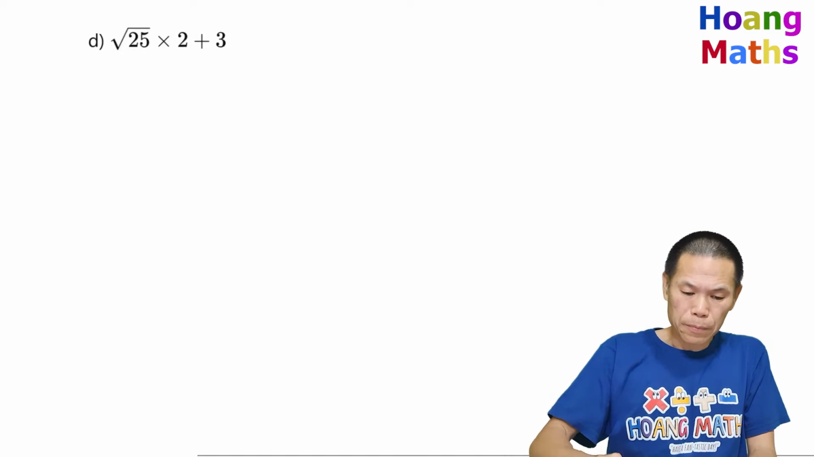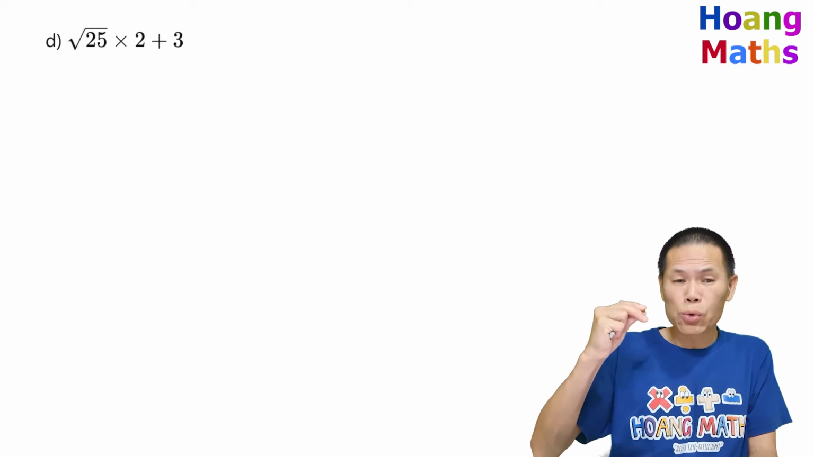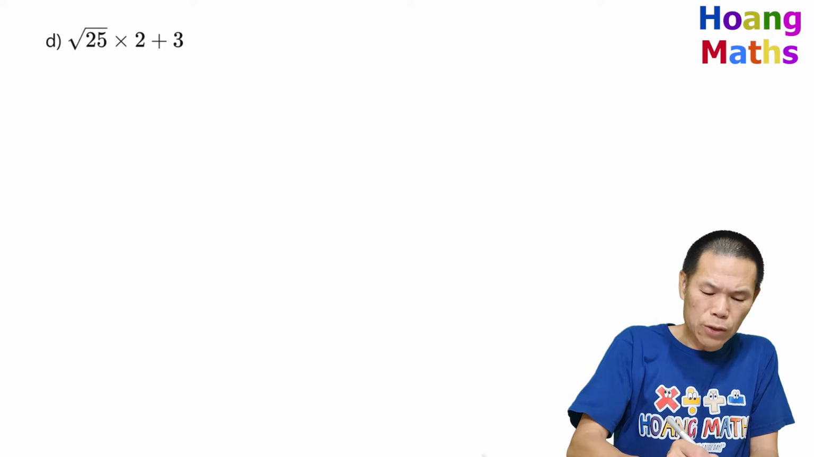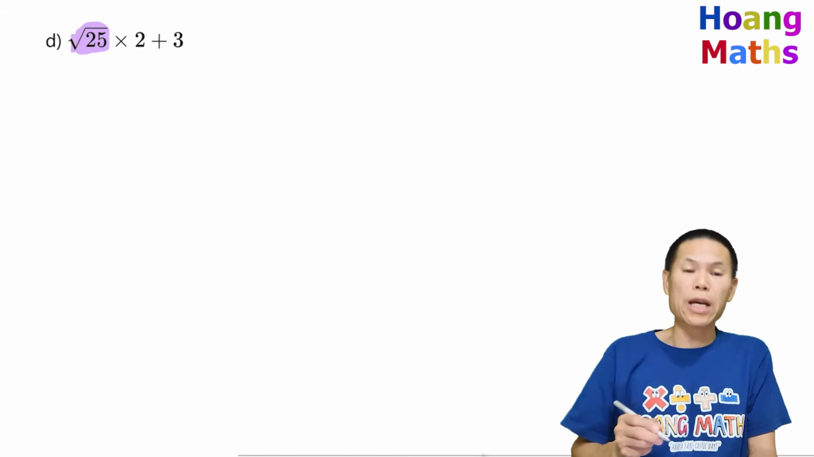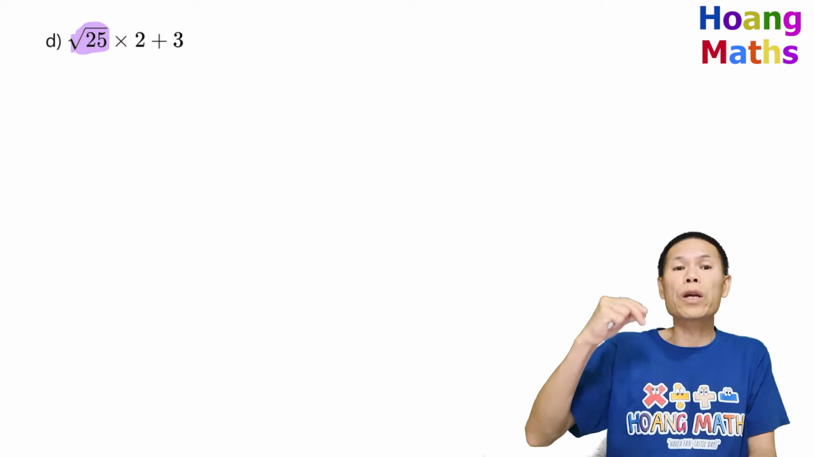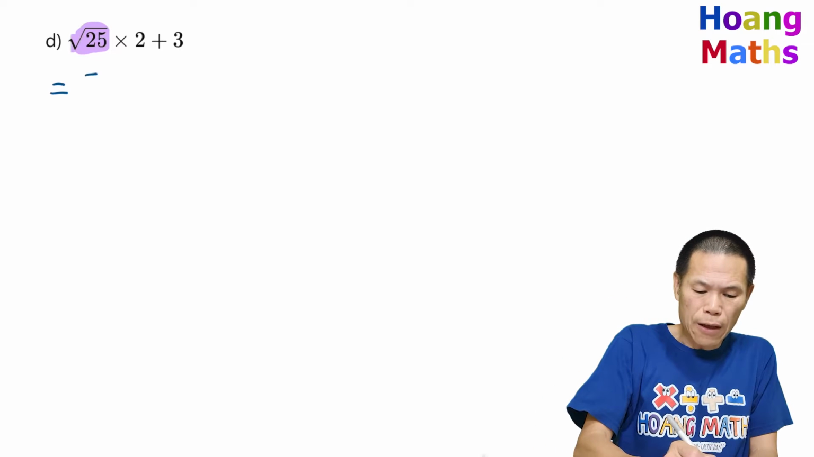Part D. We have the square root of 25 times 2, then we add 3. So first, I need to work out the square root of 25. And we know that 25 is 5 times 5. So the square root of 25 will give me 5. So the answer here is 5.